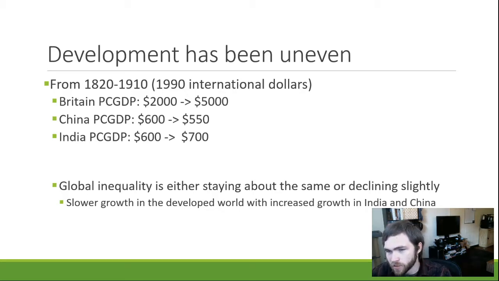And similarly here, we see that India's per capita GDP increased only very modestly from $600 to $700. So, highly uneven development, and China and India being cases that subsequent to this period actually experienced some development. And alluding back to the previous graph, global inequality is either staying about the same or is declining slightly with increased growth in India and China and slower growth in the developed world.